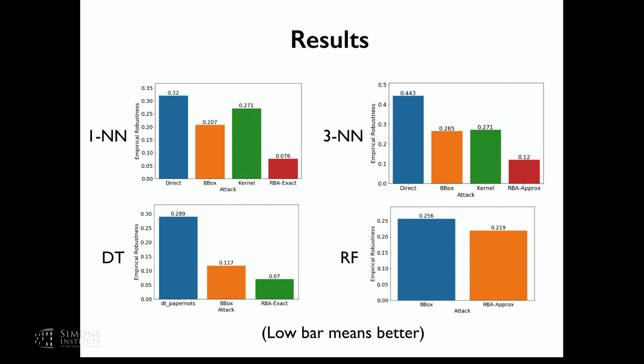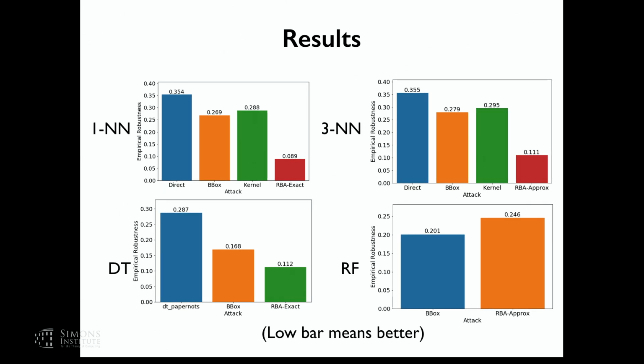Similarly, for 3 nearest neighbors, RBA approx is, for this particular data set, also the best. For decision trees, again, RBA is the best. And for random forests, again, we are using RBA approx, and it's a little bit better than the black box, okay?